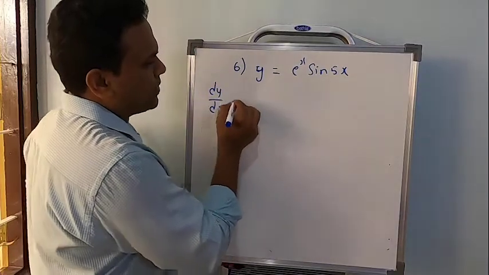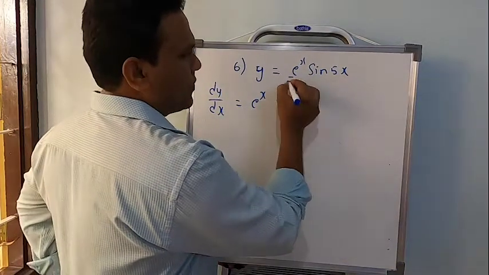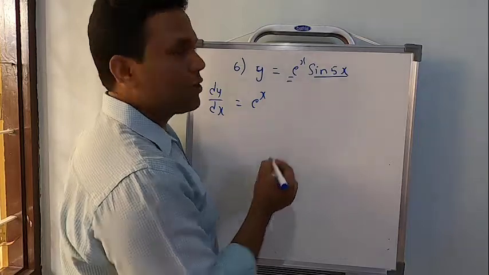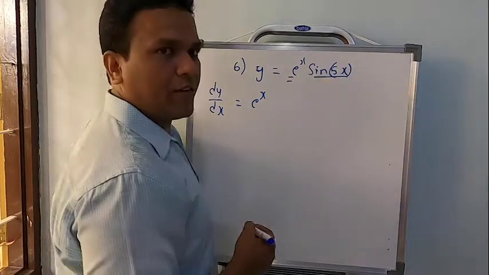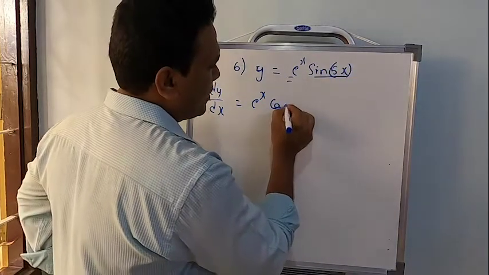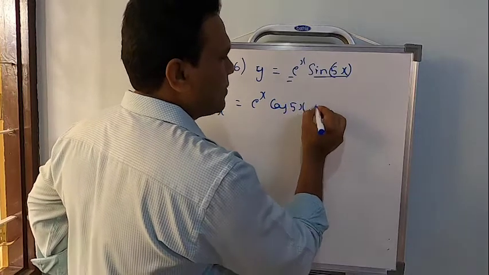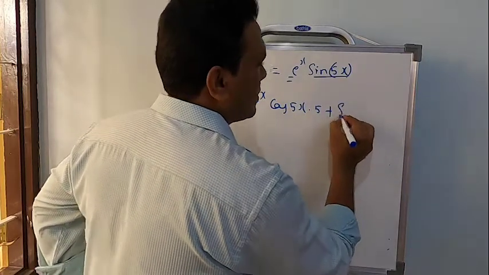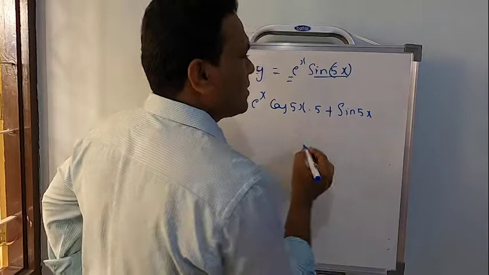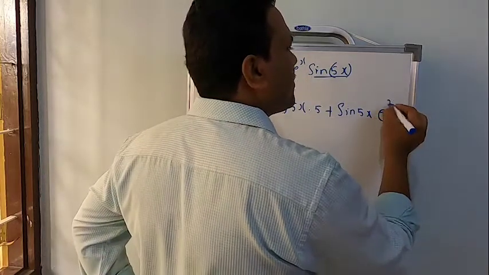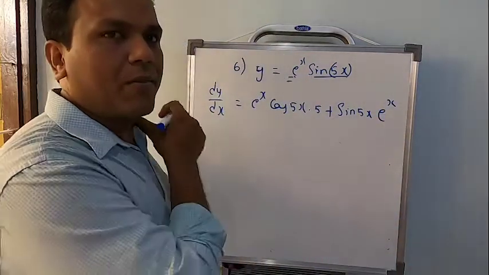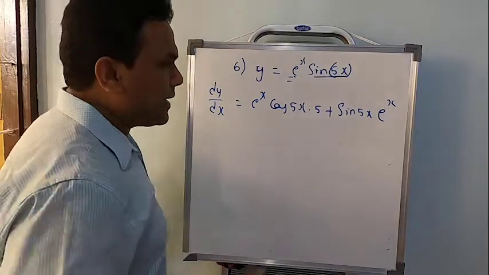So dy by dx equals e power x, first function, differentiation of sine, chain rule. First for sine, then for 5x. Differentiation of sine will be cos. So cos of 5x multiplied by 5, plus sine of 5x multiplied by derivative of e power x, which will be e power x. Now let's do it for the second time.